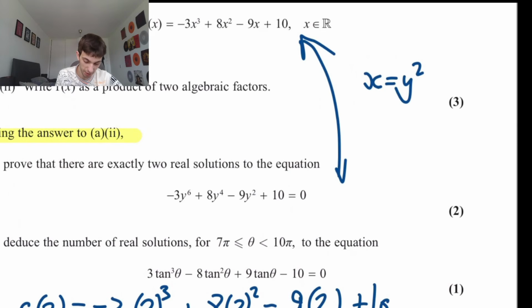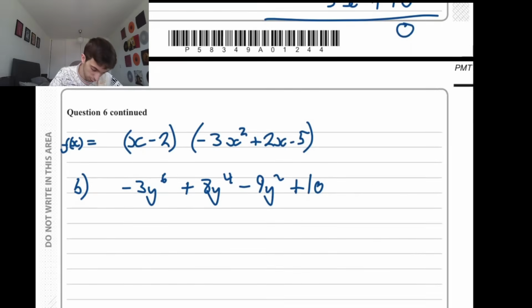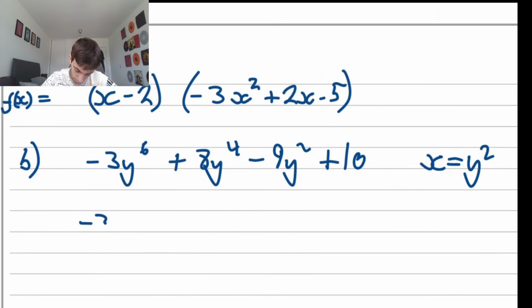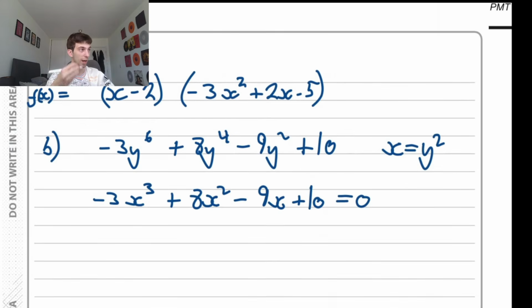The easiest way to spot this is that we have minus 9x, and that goes to minus 9y squared. So making that substitution of y squared equals x seems appropriate to make it look like what we already used and know in part A. So rewriting this, we have minus 3x cubed plus 8x squared minus 9x plus 10 equals 0. This is exactly what we had in part A.